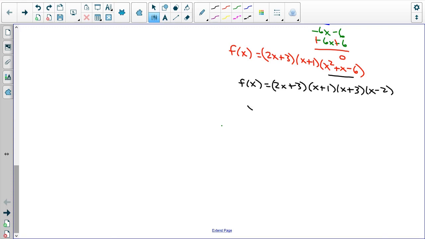So my x-intercepts of this function are at (negative 3/2, 0), (negative 1, 0), (negative 3, 0), and (2, 0).